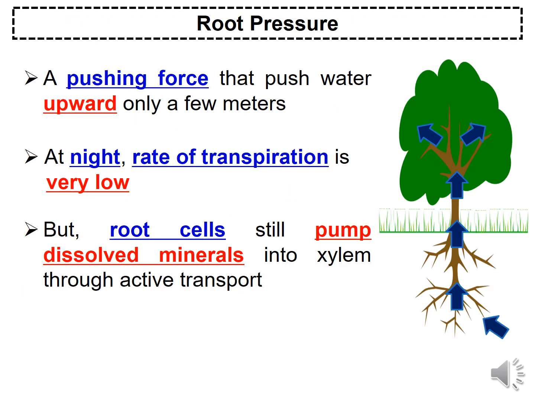Root pressure is defined as a pushing force that pushes water upward only a few meters. It occurs at night, during which the rate of transpiration is very low, but root cells are still pumping dissolved minerals into the xylem through active transport.